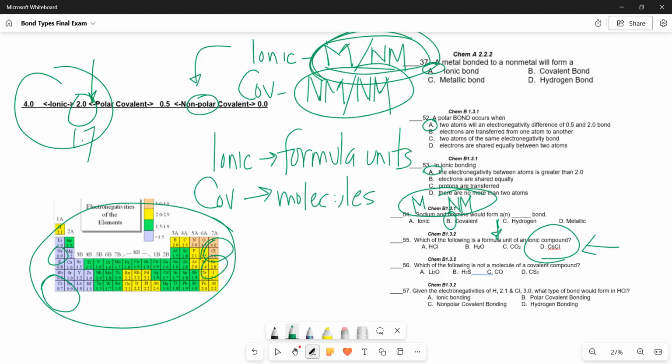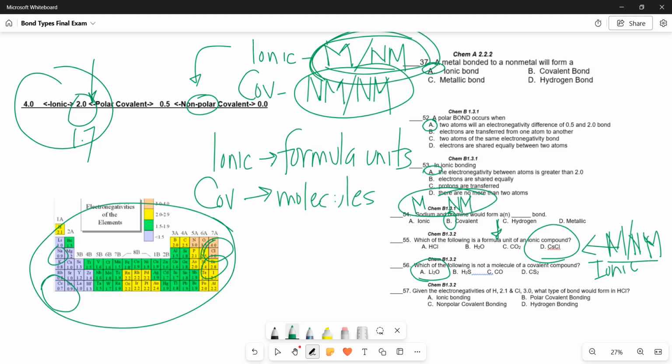56. Which of the following is not a molecule of a covalent bond? In other words, we're looking for ionic again, and we want a metal with a nonmetal. Yes, you could do the electronegativity differences, but I'm just going to see if I can differentiate just with this definition. Lithium and oxygen, that's a metal and a nonmetal. Hydrogen and sulfur, 2 nonmetals. Carbon and oxygen, 2 nonmetals. And carbon and sulfur, 2 nonmetals. So I'm just going to go with A.